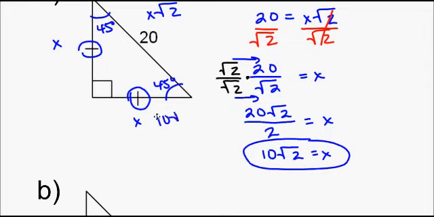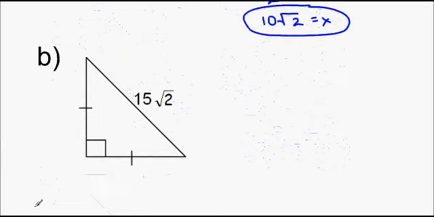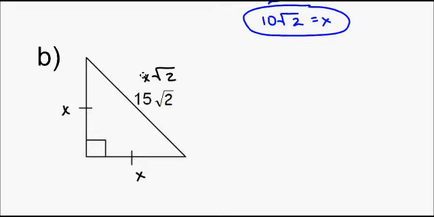So right here I have 10 root 2 and 10 root 2. Okay. Part B. This one's a little bit simpler. So again, I have x, x, and x root 2. So I'll show you the way that we just did, and then I'll show you the shortcut. So the way we just did, we said 15 square root 2 equals x square root 2.